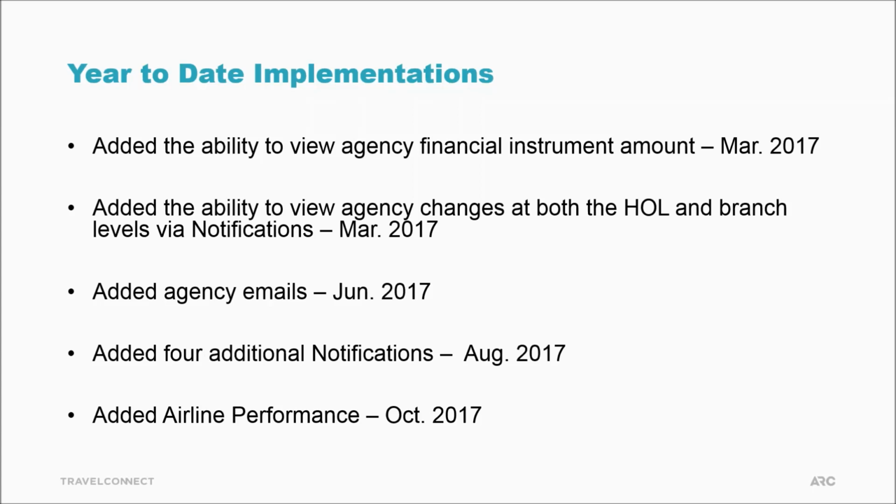So the first thing we're going to do is I'm going to talk a little bit about the year-to-date implementations. This year, we've been very fortunate where we've had several implementations. I'm going to do a high-level overview when I get onto the carrier dashboard, but hopefully many of you have already seen these. We added the ability to view agency financial instrument amount back in March. We added the ability to view the agency changes at both the HOL and branch levels via that notification tab back in March as well. We also added the agency emails in June.